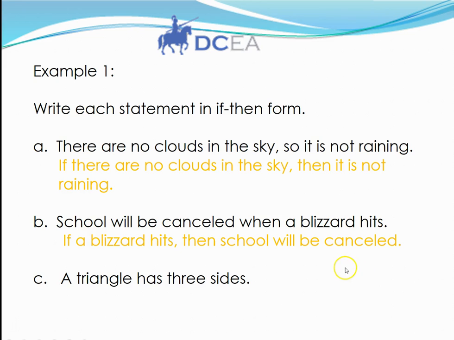Sometimes it will be necessary to invert your hypothesis and conclusion to make the sentence be true. A triangle has 3 sides. If a figure has 3 sides, then it is a triangle. This conditional is true.